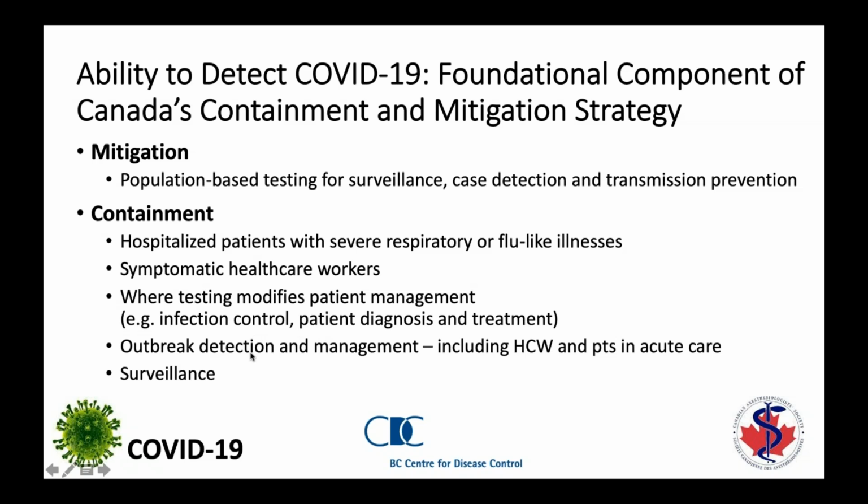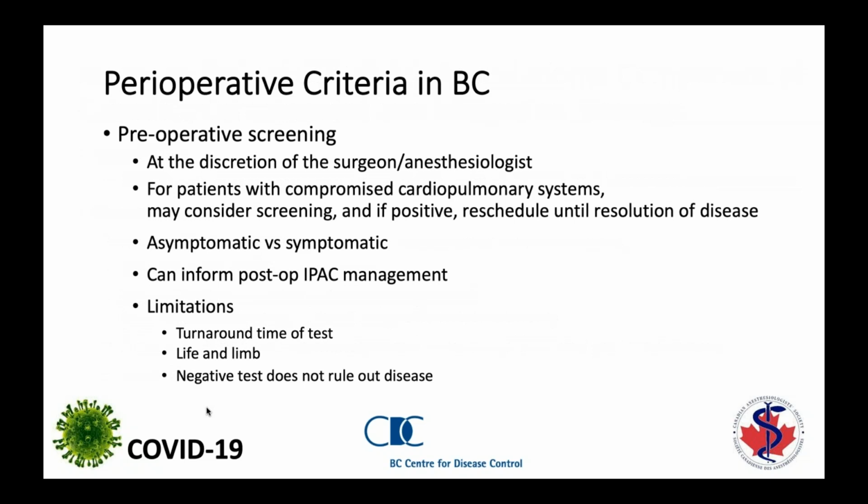Very importantly, testing is also used for outbreak detection and outbreak management, and this includes outbreaks in acute care facilities involving healthcare workers and patients. And finally, surveillance is a very important role with the data generated from testing. So as testing evolves and the criteria for testing evolves from mitigation to containment, these criteria then potentially inform the value in surveillance, and I'll get back into that in a bit.